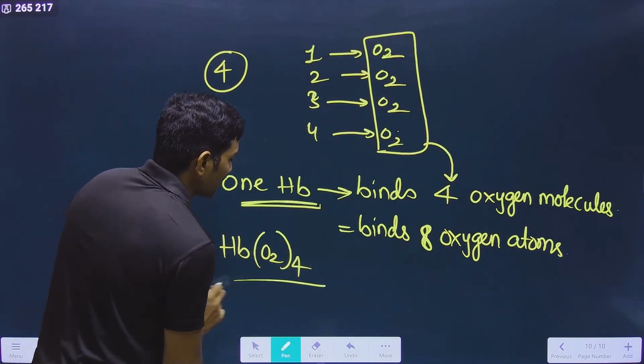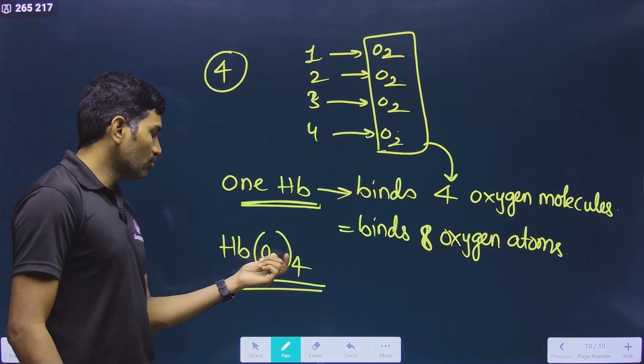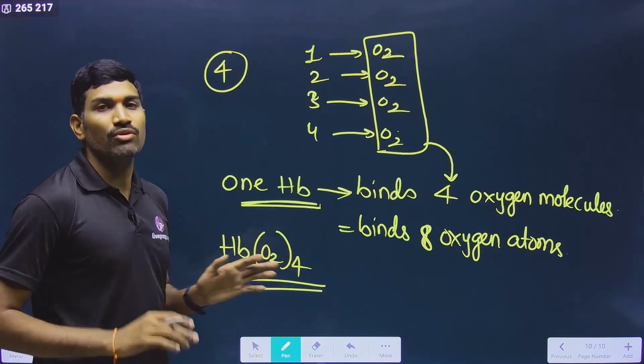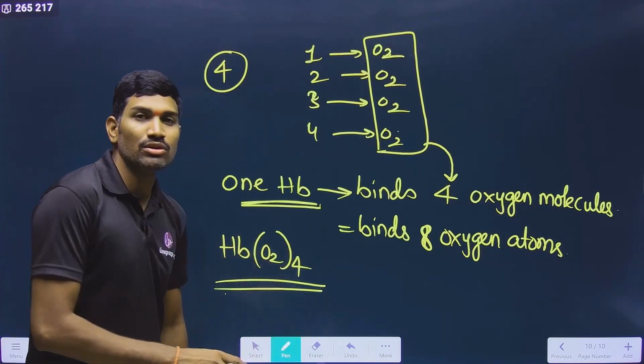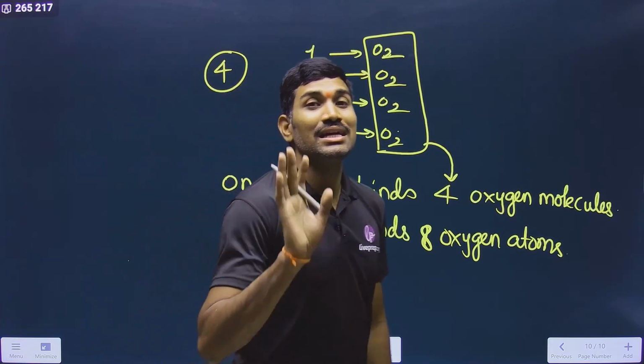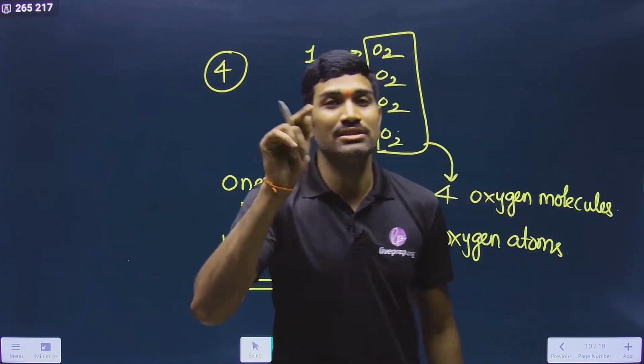HbO2, 4 times we are writing. So hemoglobin is binding with a total of 4 oxygen molecules. That means 8 oxygen atoms.